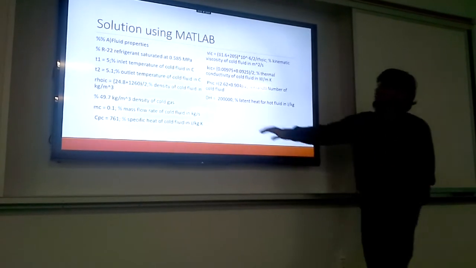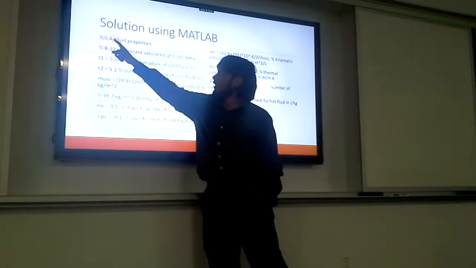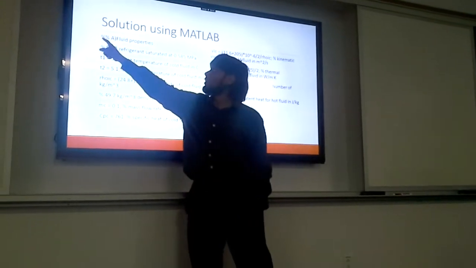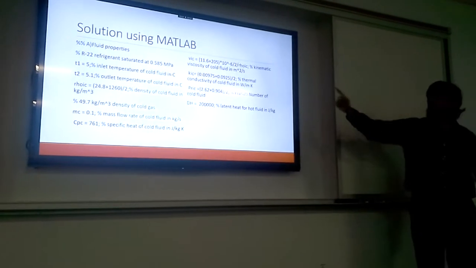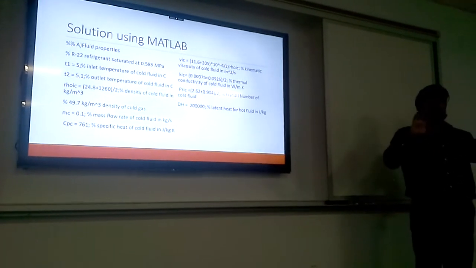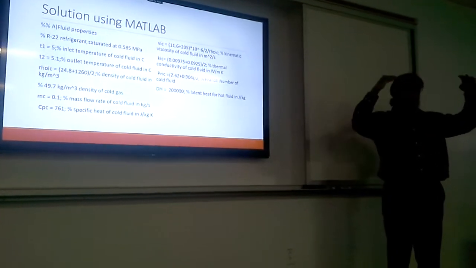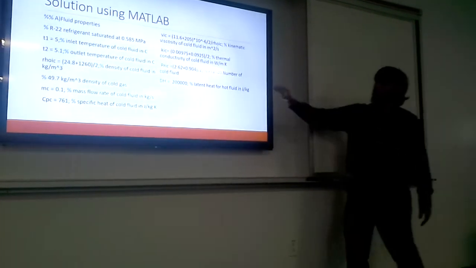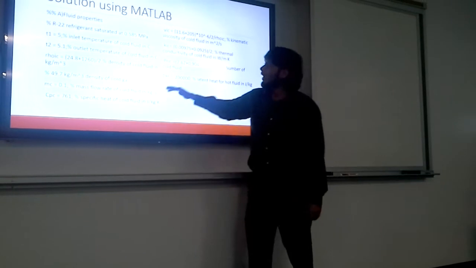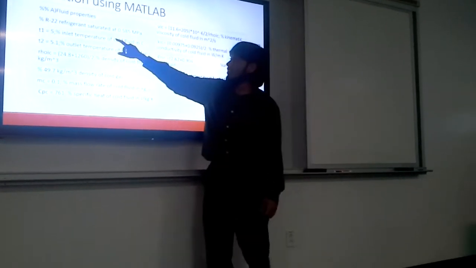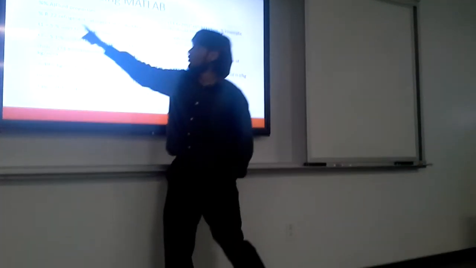If you notice here, the first thing I wrote is %% fluid properties. The reason I put double %, it actually makes a section in MATLAB. If we just put one %, it just comments it out. But if we do double %, it makes a section. So you can make different sections. This section is about fluid properties. And as you can see here, the first thing I put is R22 refrigerant saturated.